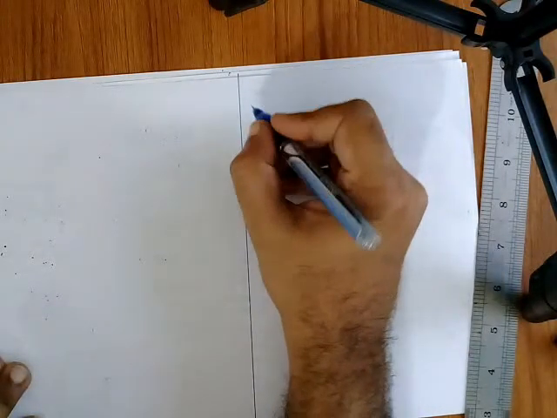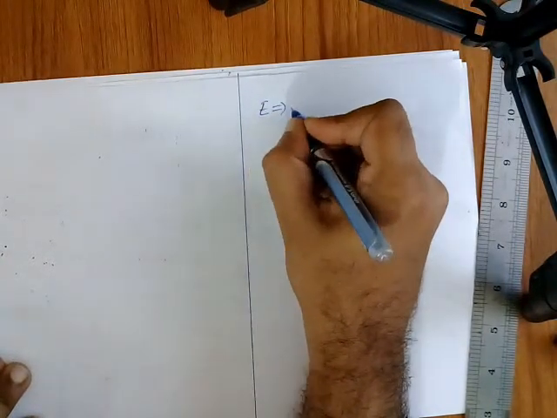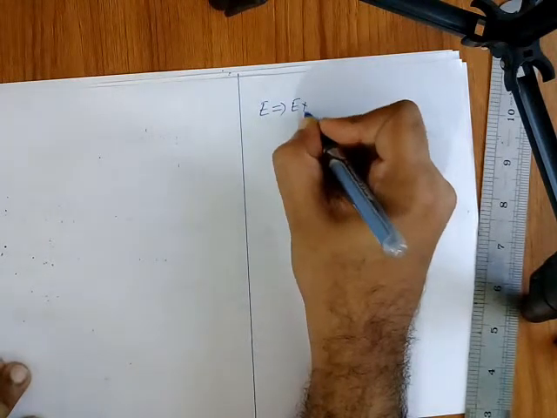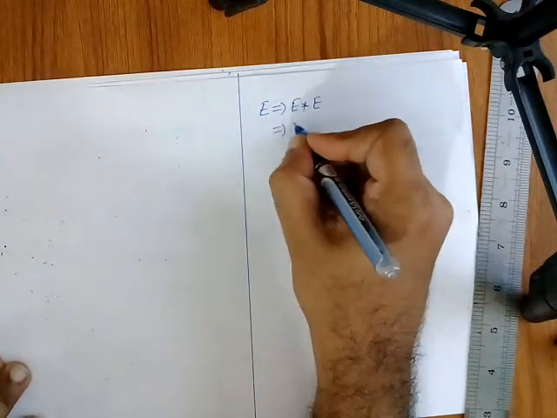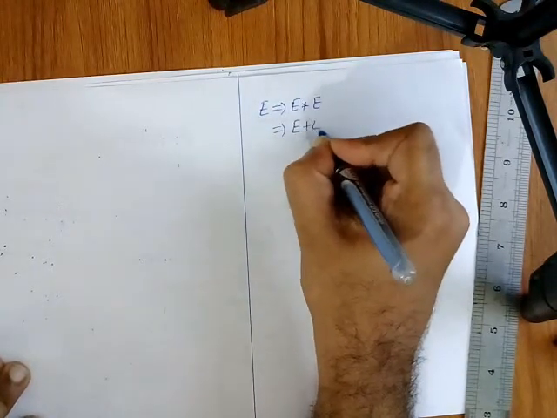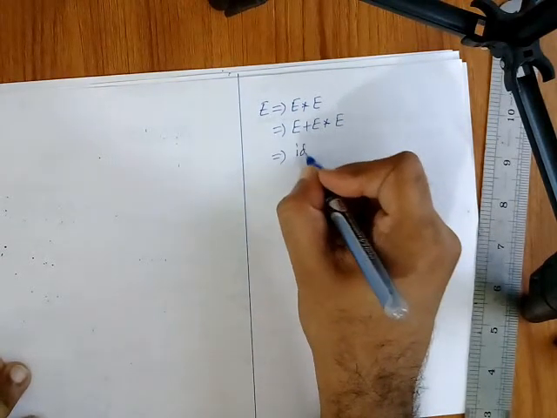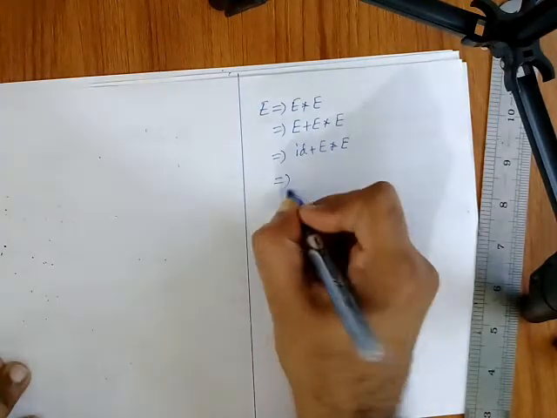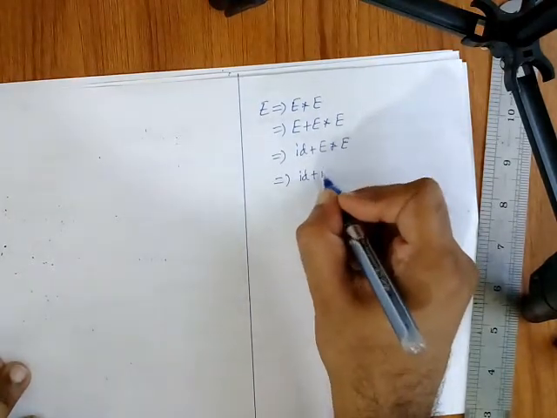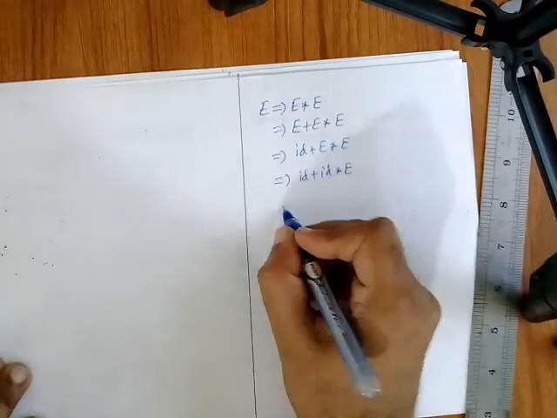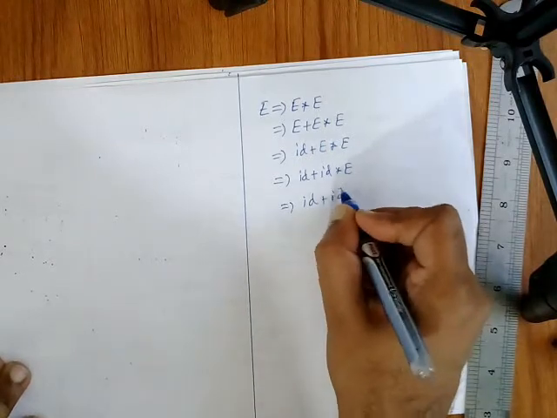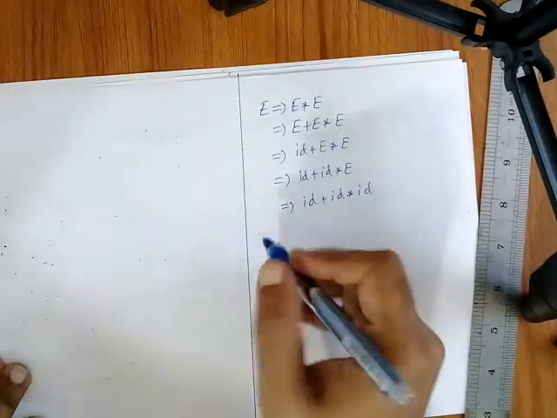That is actually E derives E star E, then we get E plus E star E, then we get ID plus E star E, then we get ID plus ID star E, then we get ID plus ID star ID. So what is the tree for this?